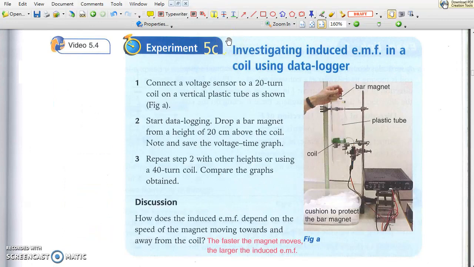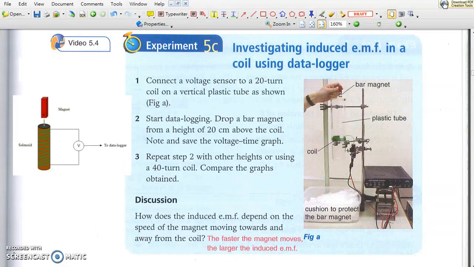Experiment 5C. Investigating induced EMF in a coil using data logger. A data logger can record the induced EMF in a coil as a magnet falls through a horizontal coil. This is the same situation as in example 2, but the whole setup becomes vertical. Therefore, there will be an induced current in one direction and then becomes 0, and then changes to the opposite direction.